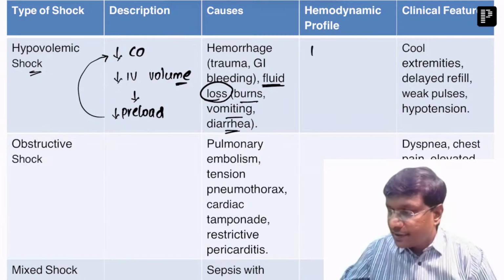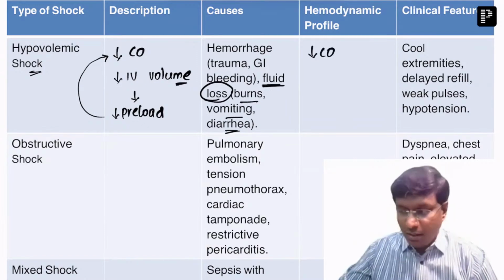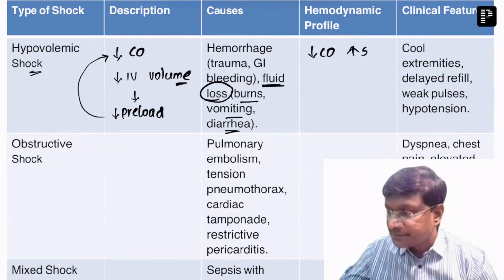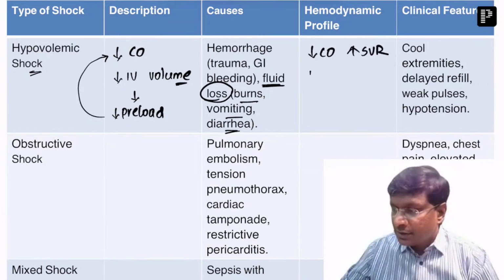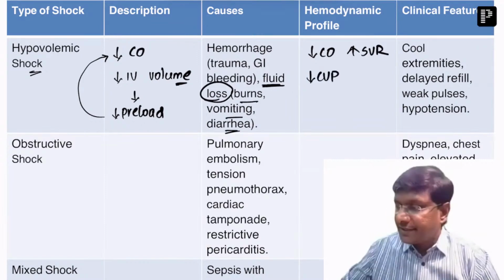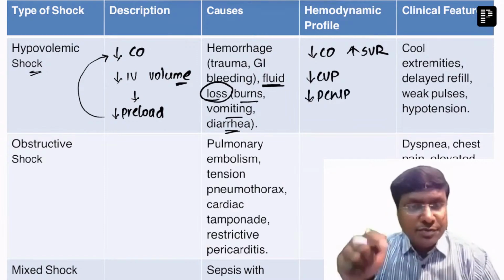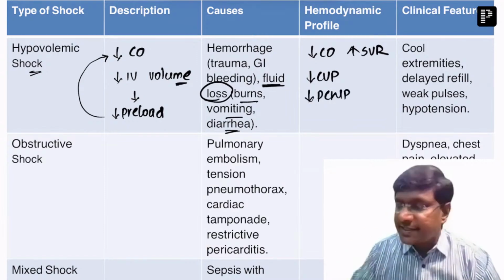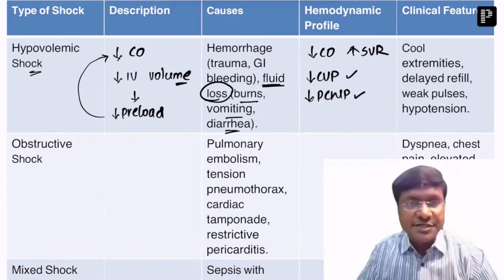So here, the cardiac output is reduced because the preload to the heart is reduced. Compensatory to that, systemic vascular resistance is increased. And there will be a decrease in central venous pressure and a decrease in the pulmonary capillary wedge pressure. Why? Because the volume is reduced in our body. That is the reason why your pulmonary capillary wedge pressure and even central venous pressure are reduced.